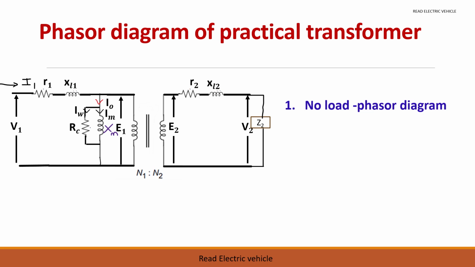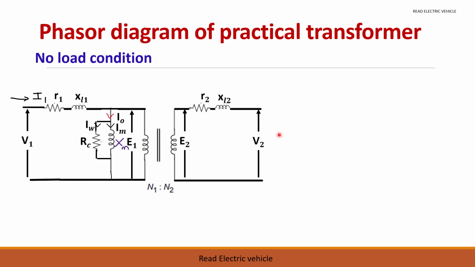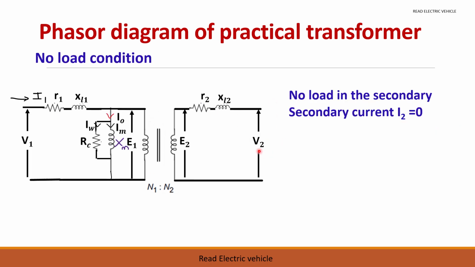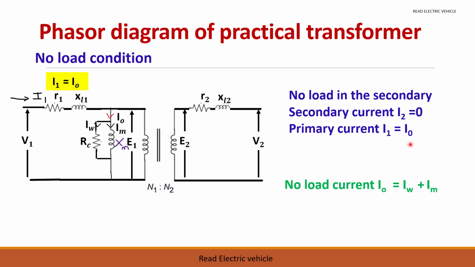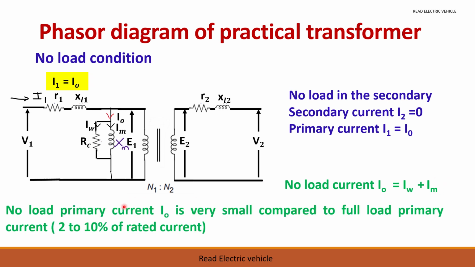So first we will consider the no load phasor diagram, and then after loading the transformer, what will be the phasor diagram. When there is no load in the secondary, it means that there is no secondary current. When there is no secondary current, the primary current is basically called the no load primary current or no load current I0. So this consists of two components. One is the working component which supplies the core loss, and the magnetizing current IM which produces the flux. This no load current will be very small compared to the full load primary current.